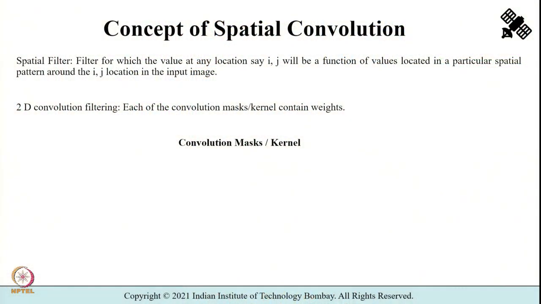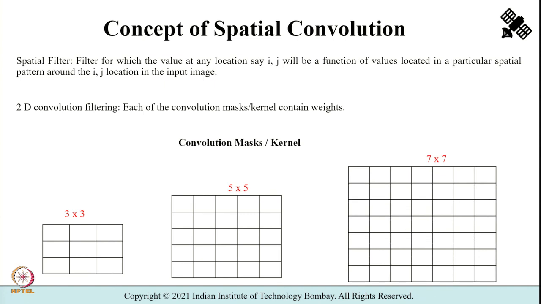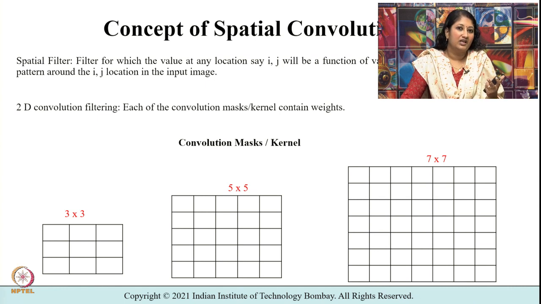A few kernels or convolution masks are being shown here, which are 3x3, that is 3 rows, 3 columns, 5x5, and 7x7. They are kept intentionally empty, but actually the mask will contain some weights. A spatial filter is a filter for which the value at any location, say i, j or x, y, will be a function of values located in a particular spatial pattern around the i, j location in the input image.